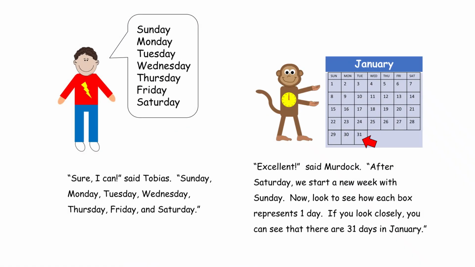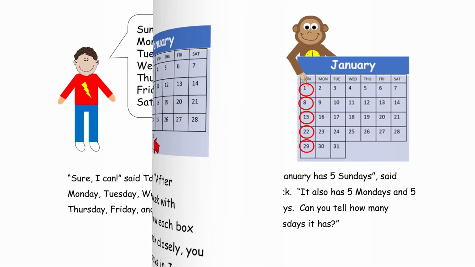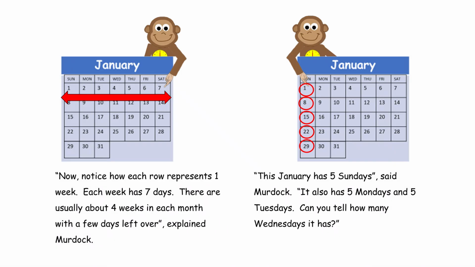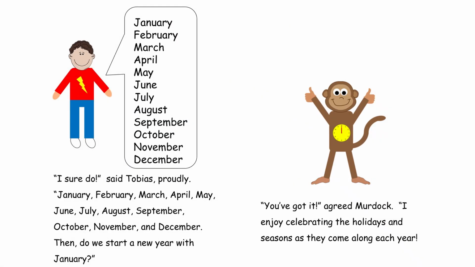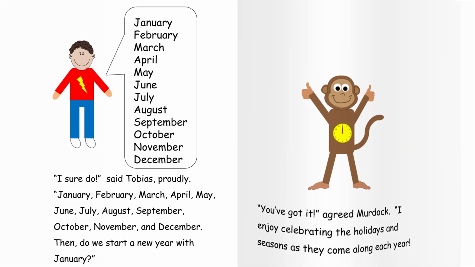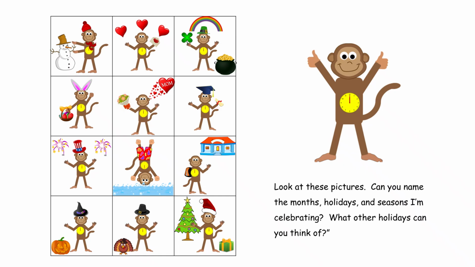Murdoch explains all about using a calendar, including the days of the week. He talks about how each box represents one day and how the last day of a month is followed by the first day of the next month. He explains about how each row of boxes represents 1 week and how to tell how many of each day of the week are in 1 month. He goes on to talk about the months of the year and the holidays and seasons that occur during each month.